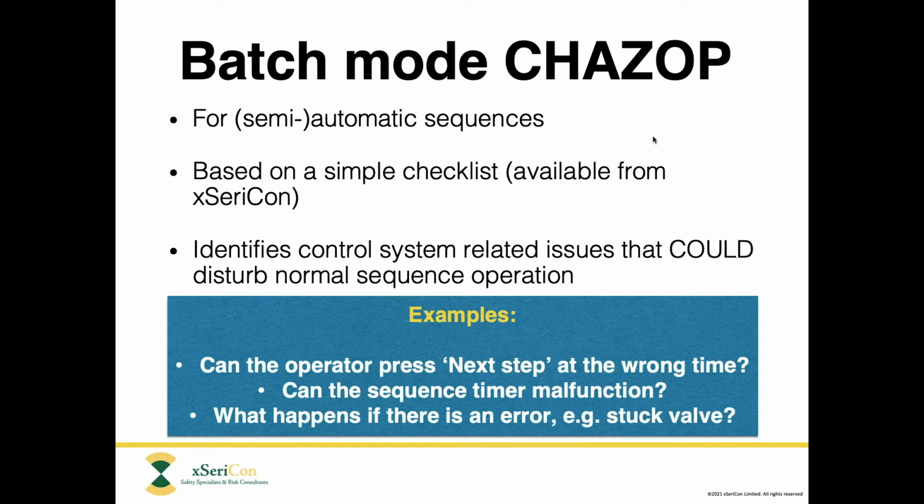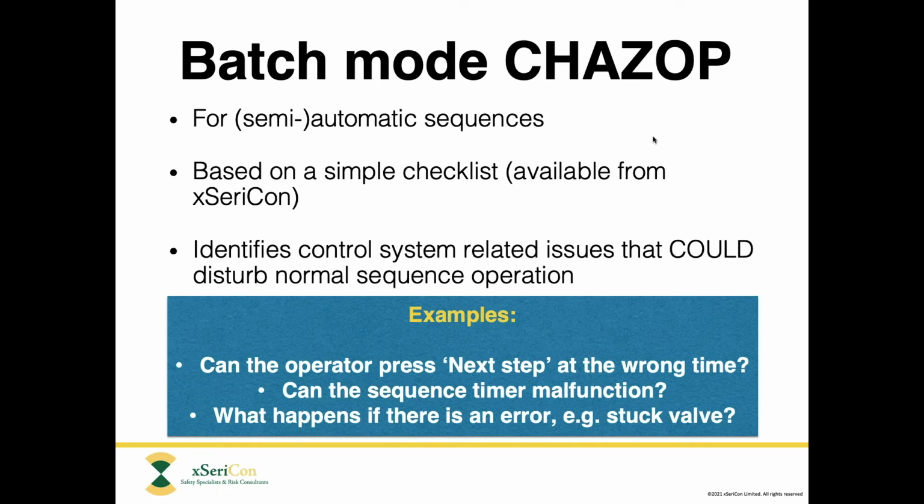The second example is, supposing there is a timer or some other permissive that the sequence uses to advance from step to step or to give the operator permission to proceed from step to step. Could there be a malfunction with the timer? Could it be even something like the operator inadvertently missets the timer, maybe to 5 seconds instead of 5 minutes, or something like that?